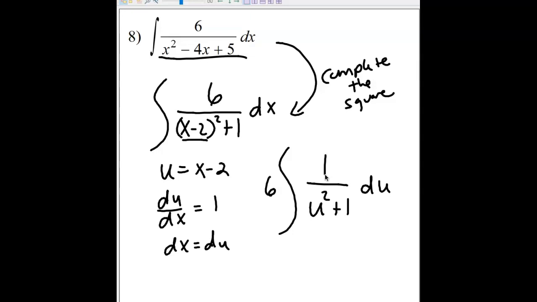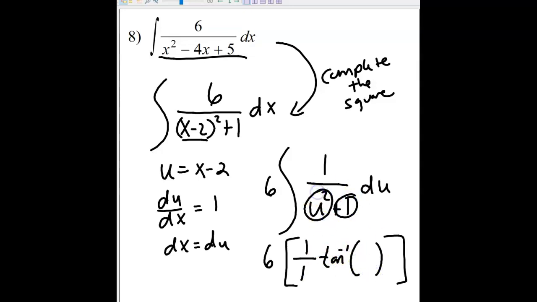So we have the 6 in the front, and then for arctangent, we do 1 over the square root of this number, which is 1, arctangent of the square root of this number, which is u, over the square root of this number, which is 1, plus c. We don't need these. And the u is x minus 2, right? And so the final answer here would be the 6 is still in the front, arctangent of x minus 2 plus c.